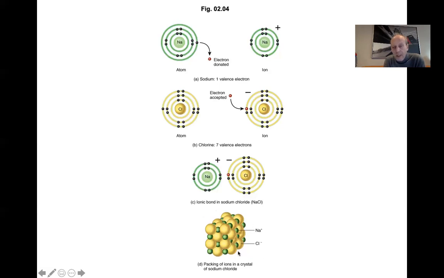So this is essentially the electrical attraction that makes positively charged and negatively charged ions come together into chemical bonding, and this is what we call the ionic bond.